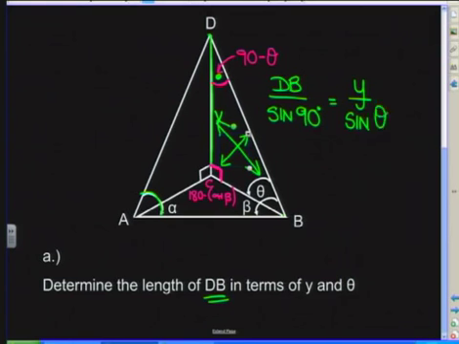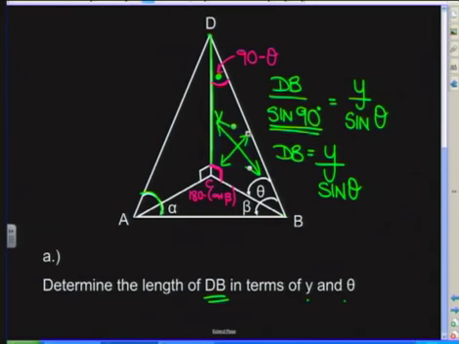Okay? So we're trying to find the length of dB, and they did state in terms of y and theta, which means that I've got y. Sine of 90, remember, is a value of 1. So if I multiply it by 1, y is going to just stay y, and it's over sine theta. So that's the length from D to B right now. The length is y over sine theta.